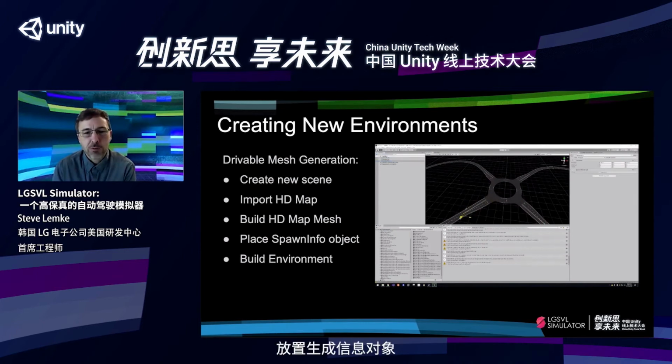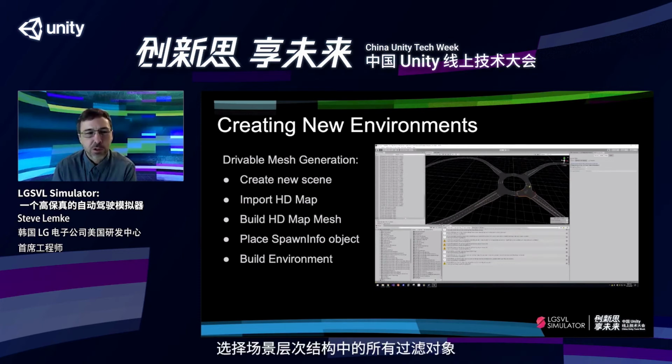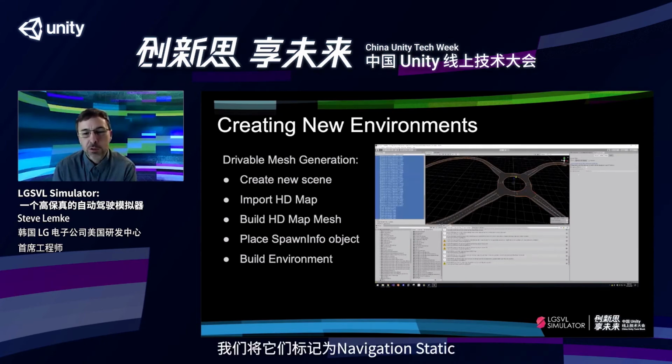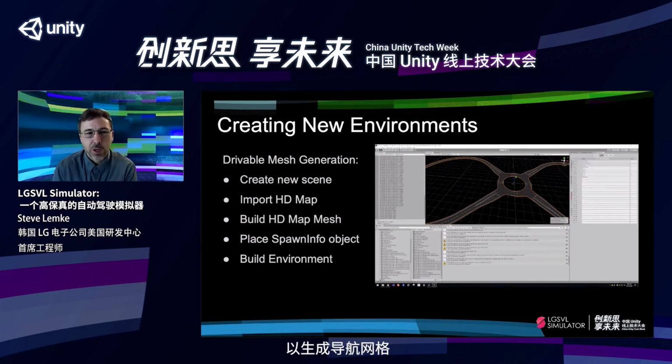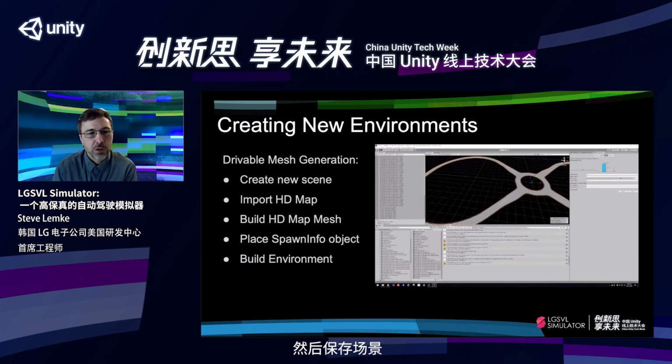We position the spawn info object. This is where the ego vehicle will be spawned in random traffic simulations. Next, we generate the nav mesh to enable pedestrians. We select the Mesh Renderers filter in the Objects tab and select all of the filtered objects in the scene hierarchy. We mark them as navigation static and define the type of surface. Then in the Bake tab, we click Bake to generate the nav mesh. We inspect the nav mesh to make sure there are no holes, and we save the scene.